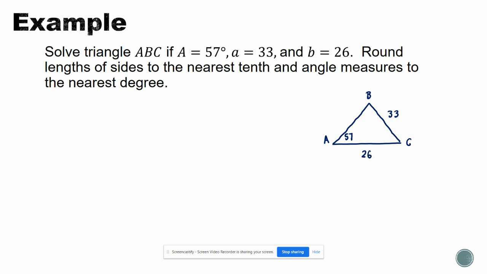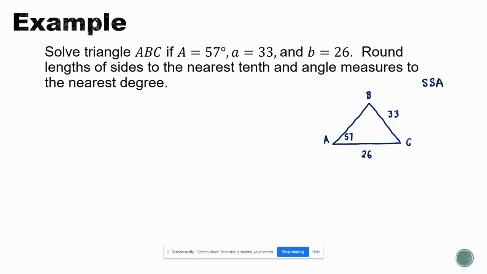So notice that with the information that is given to us, we are dealing with two sides and an angle that is not included. Okay, so we're dealing with side side angle. And that's why we are using what we call the ambiguous case, because this could potentially be no triangle at all. It could be one triangle, or it could be two triangles.